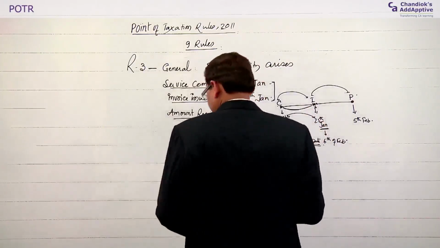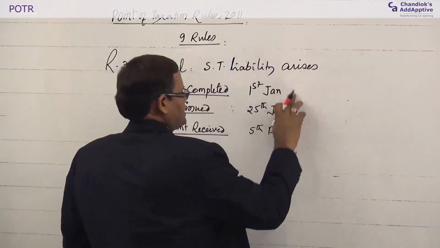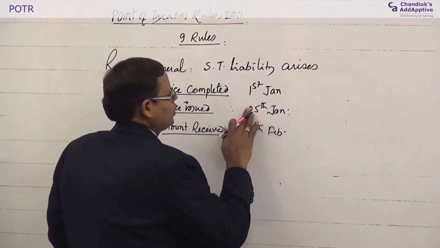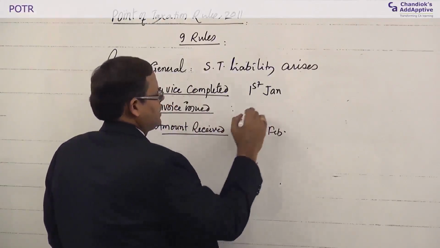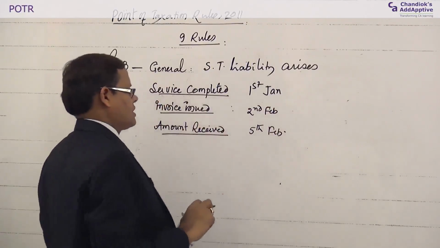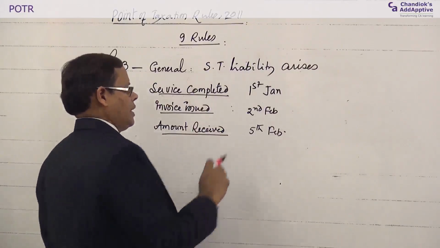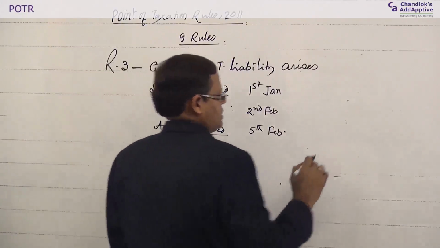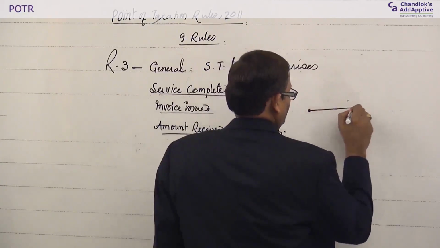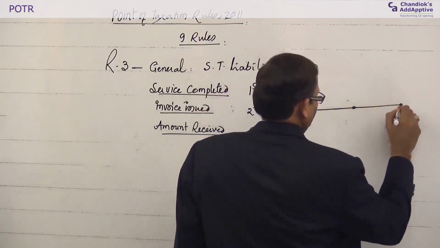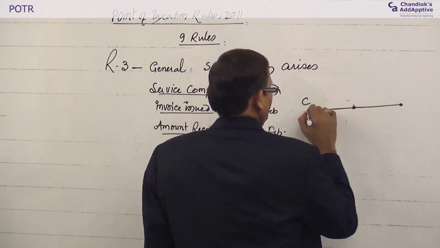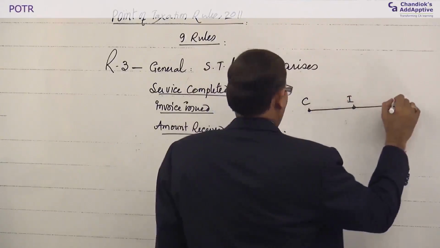So, look at another example. You have completed the service on 1st January, but you fail to issue the invoice within time. So, you have done it on 2nd February. You have issued the invoice on 2nd February and the amount was received on 5th February. So, in this case, the sequence is the same: date of completion, date of issue of invoice and date of payment.